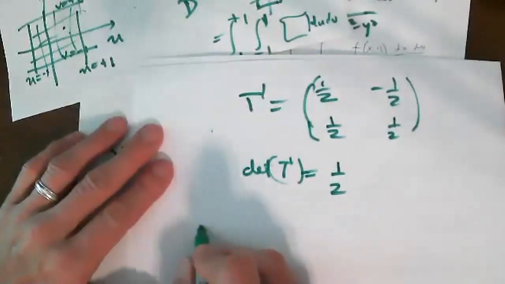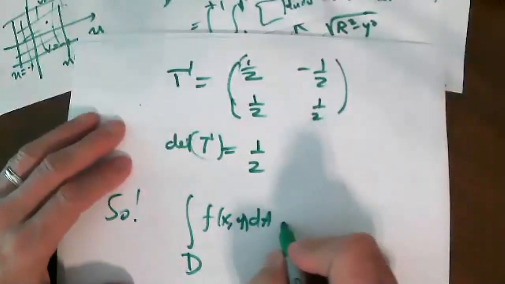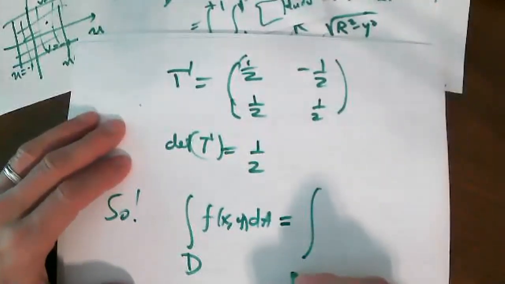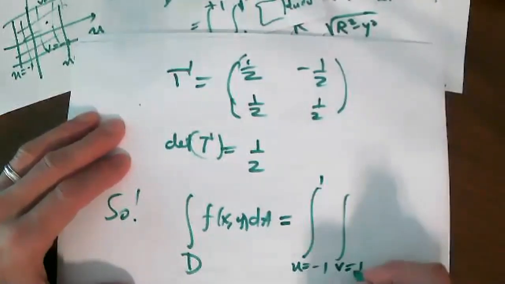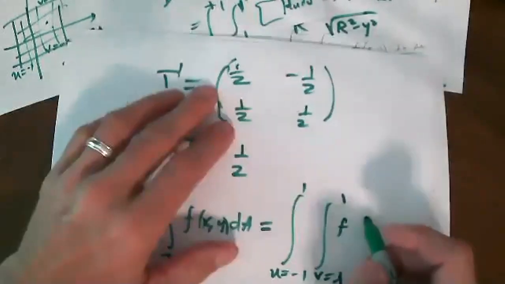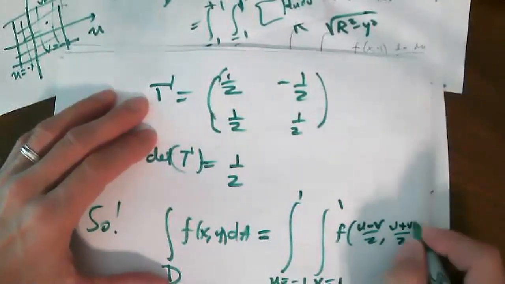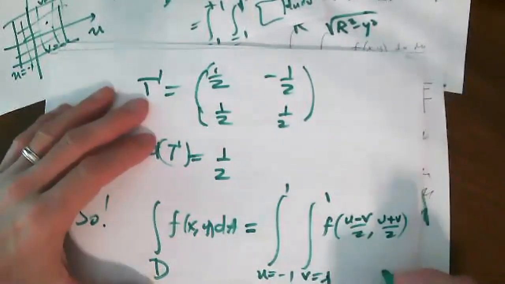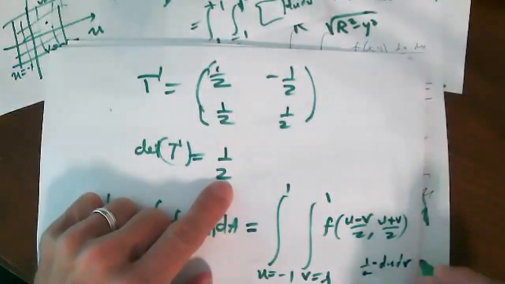And therefore, my conclusion is that the original integral of the original function of x and y integrated over the original diamond has now been written as an integral over the square, where u goes from -1 to +1 and v goes from -1 to +1. I take my function and replace every x by (u minus v) over 2, and replace every y with (u plus v) over 2. And then I have to put in this determinant factor times the du dv.